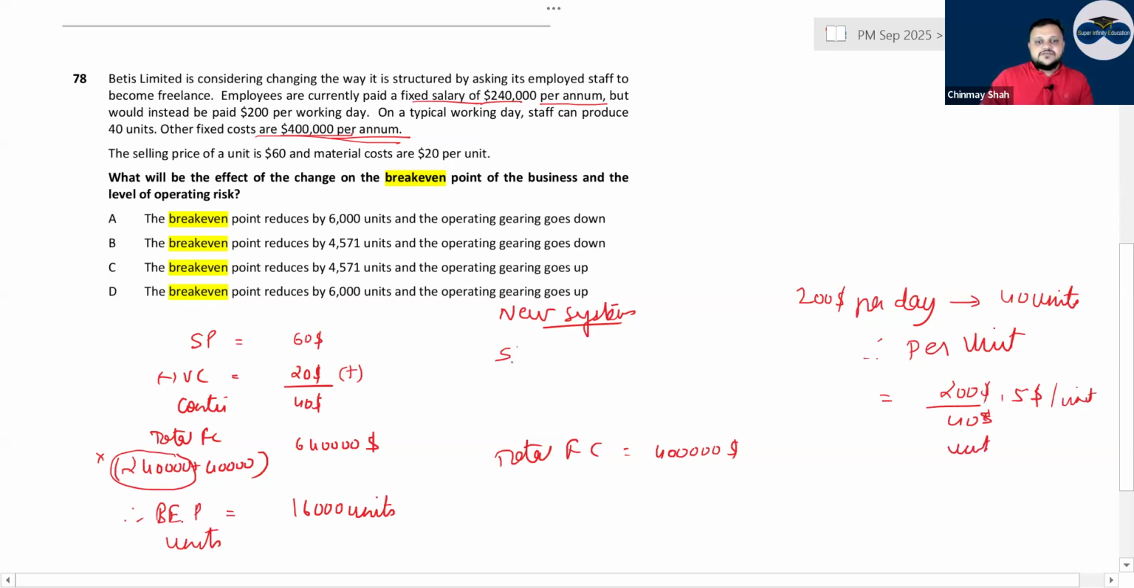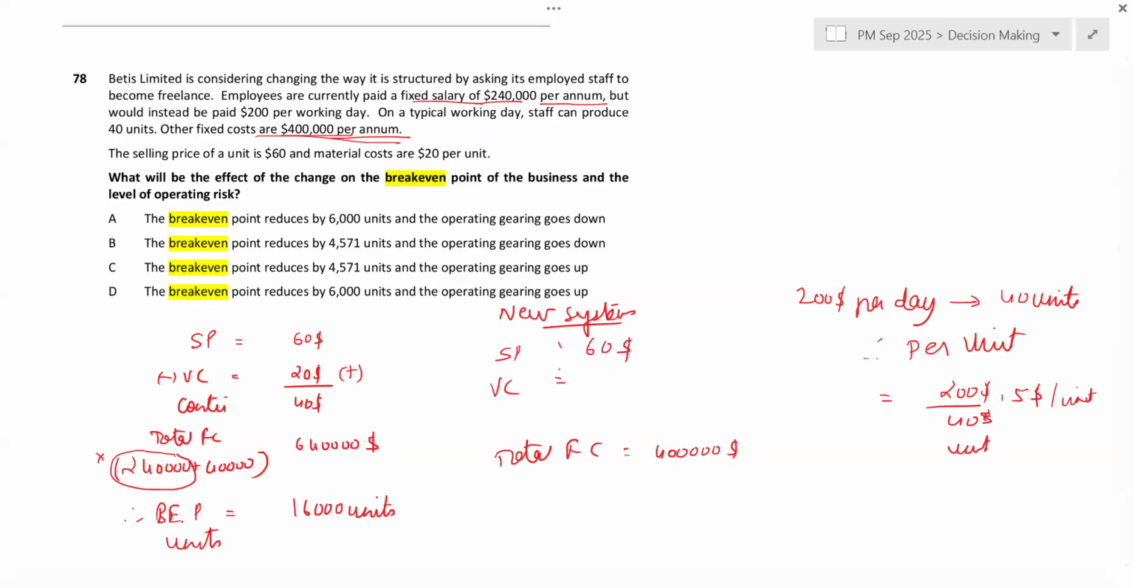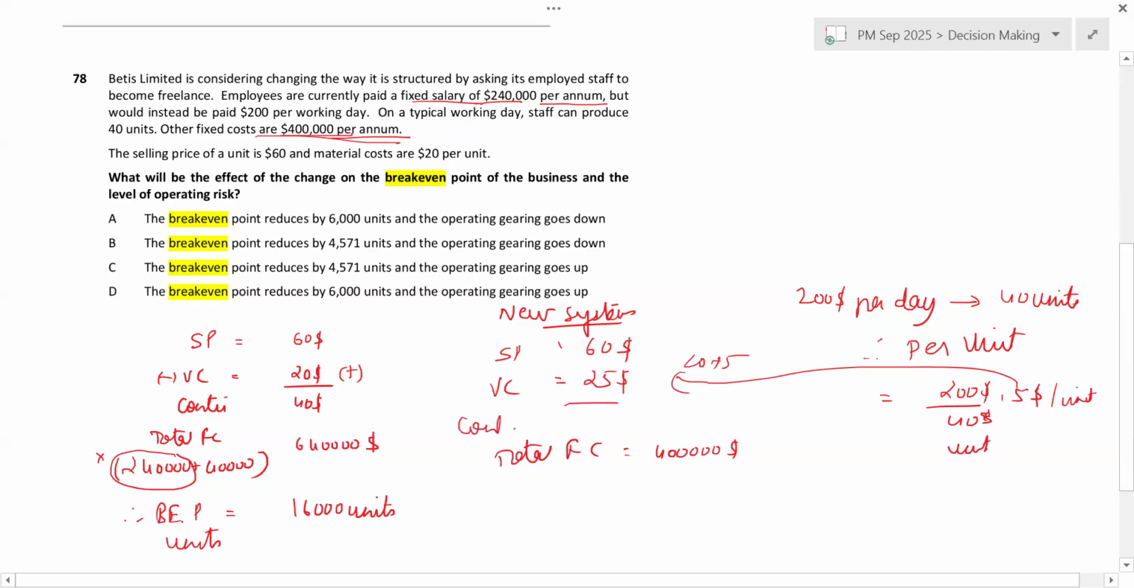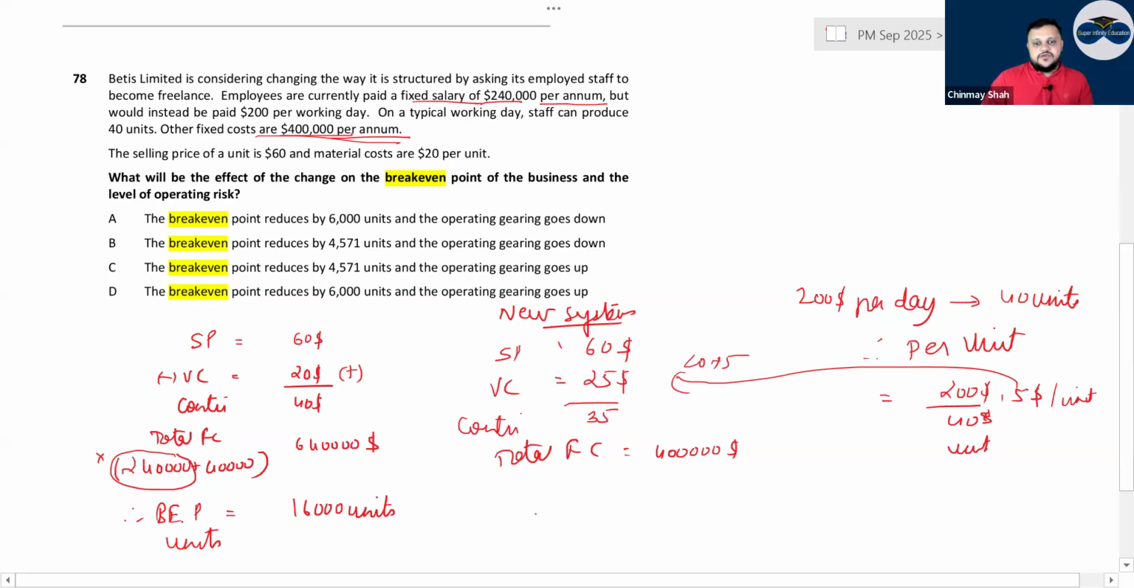Now the selling price is not going to change. What is the variable cost changing to? It will become 20 plus 5, $25. This $5 is added here, correct? Contribution is $35. Fixed cost is 400,000. How much is the BEP units? 400,000 by 35.